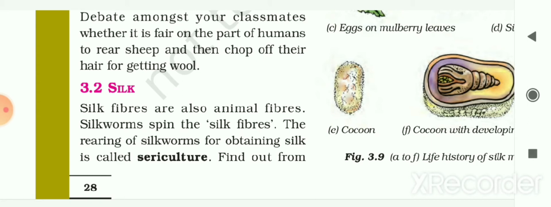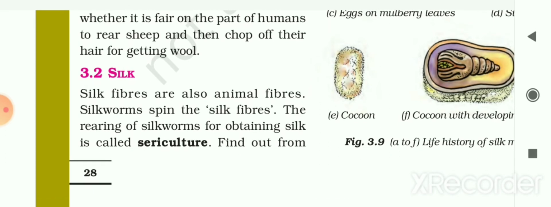Then we had seen the process to make fibers into wool, and that process involves 6 steps: shearing, scouring, sorting, dyeing, drying and spinning. So now we will see the remaining part of this chapter. The next animal fiber is silk. So let's start with that.